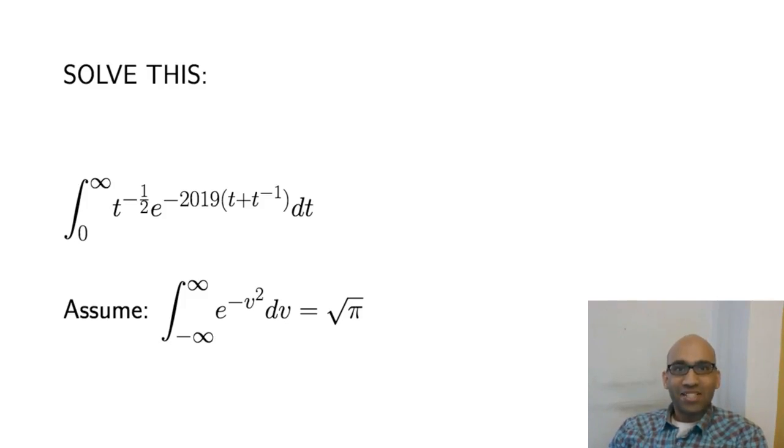This puzzle is from the Putnam exams in the 1980s. You're asked to evaluate the definite integral from 0 to infinity of t to the power minus half, e to the power minus 2019 times (t plus t to the power minus 1), dt. You're given the well-known identity that the integral from minus infinity to plus infinity of e to the power minus v squared dv is equal to the square root of pi. We're going to solve this in 3 steps, and it's going to have 3 hints.